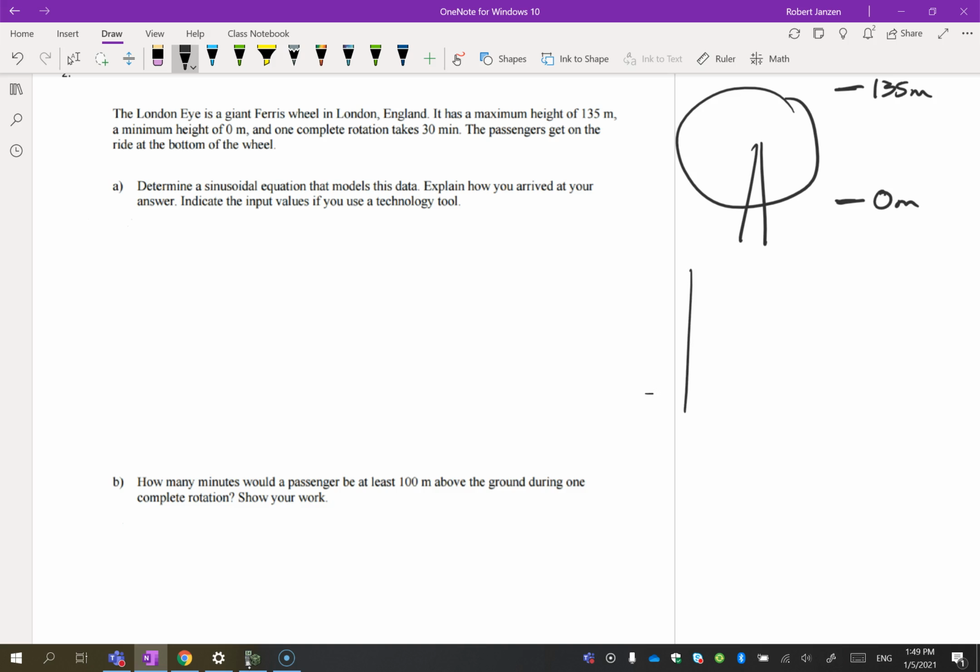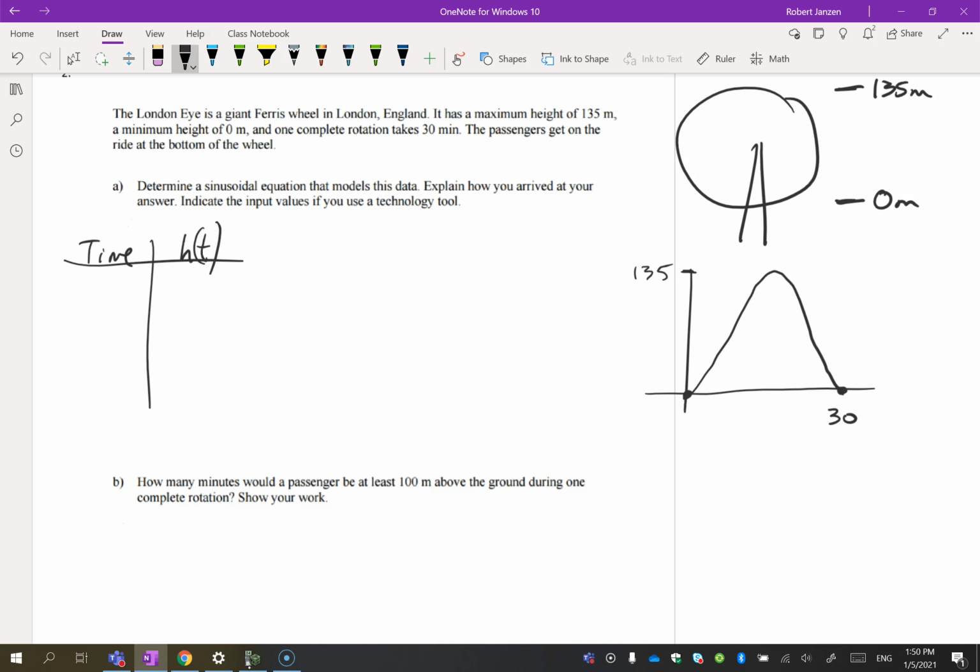Okay, so if we were to put that on a graph, the passengers get on at the bottom, so it starts here, it goes to its highest point, back down to its lowest point, and this takes 30 minutes. This is 135. So you already have the graph. If it wants us to model it, do a sinusoidal equation, let's come up with a table. So we have time, height, so we'll go 0. And remember, we didn't like it when we just had 3 points, so let's pick 5 points again.